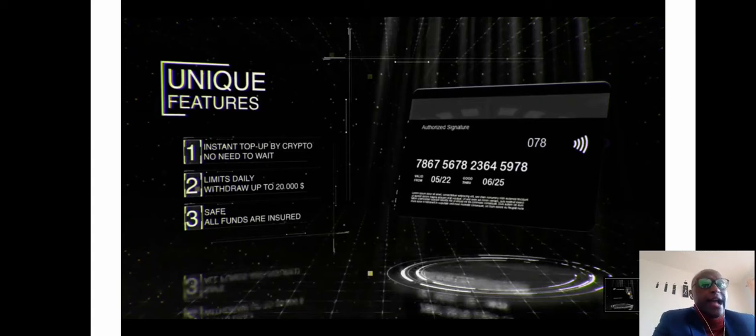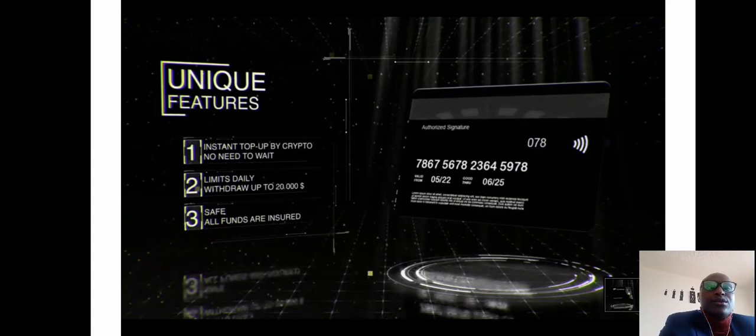Let's say only 100,000 people purchase this Visa card. $150 is 15,000 Kenya shillings, multiplied by 100,000 people. That's over 1.5 billion Kenya shillings. I don't know, it's a huge amount of cash. I'm not sure the calculators can even handle that. And with this Visa card, you can also withdraw up to $20,000.